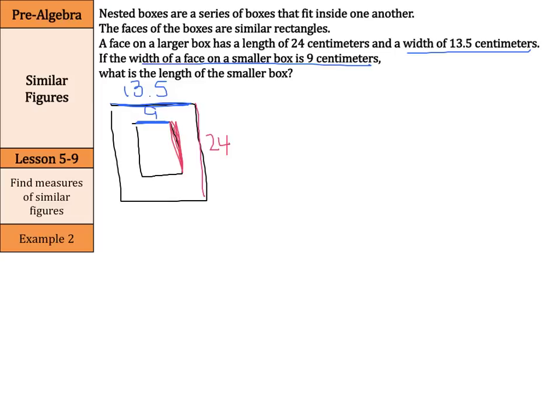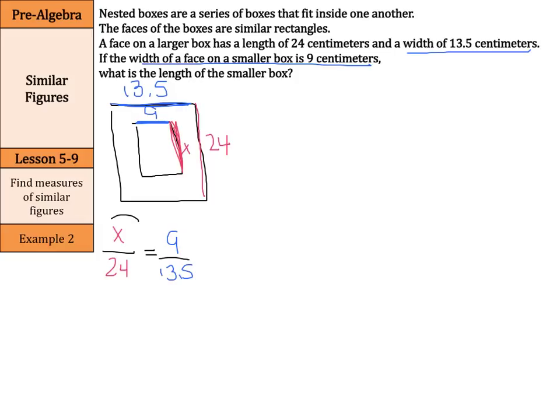The first method is to write and solve a proportion. If we call this missing side X, we could start our proportion by writing X over the matching side in the larger box of 24 equals 9 over 13.5. And remember, the x and 9 are in the same shape, so they're on top, and the x and 24 are the matching sides.